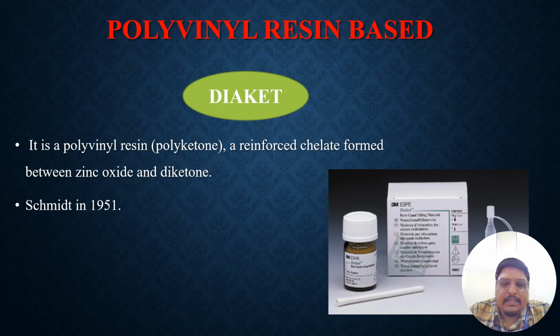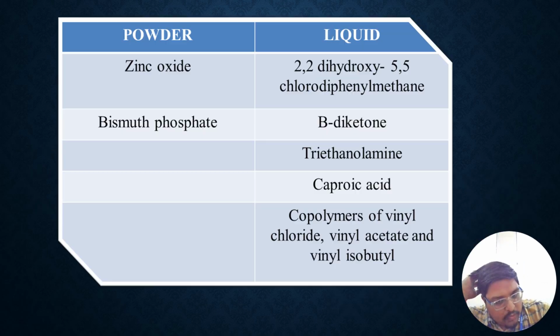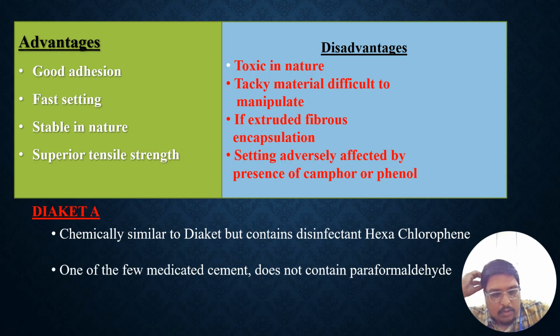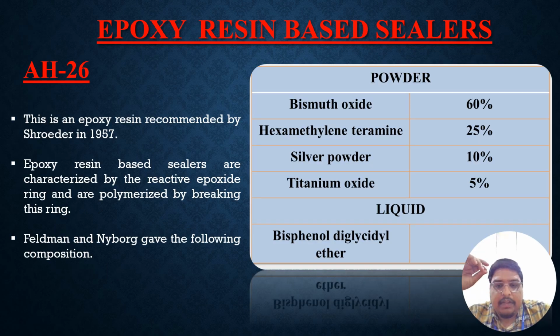The resin-based sealers include polyvinyl resin base, which is a diacid, and a polyvinyl resin reinforced chelate formed of the regions. Powder: 2,4 diketone triethylene caproic acid copolymer. Good aesthetics, fast setting, stable in nature, superior tensile strength advantage. Disadvantages include toxic in nature, tricky material, difficult to manipulate if extruded, fibrous encapsulation, set adversely affected by the presence of moisture and phenol.